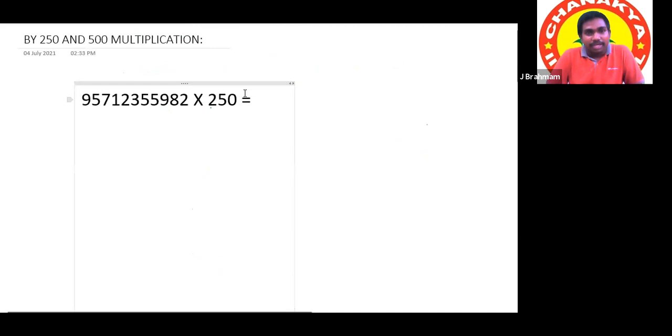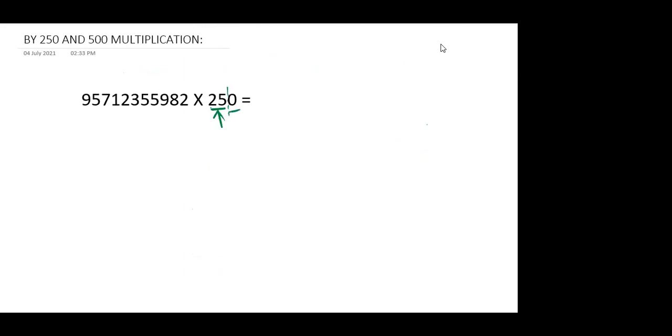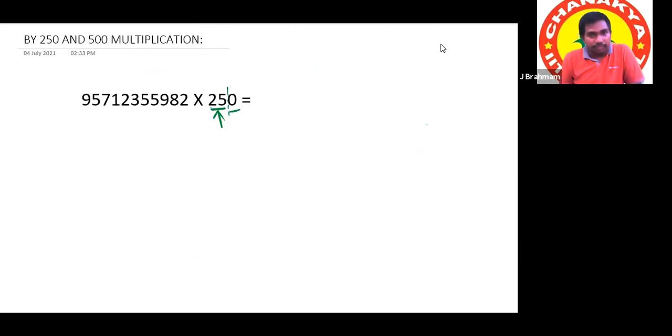Now what about 250 multiplication? 1000 by 4. Yes, correct. So nothing but we can deal with this question like 25 multiplication only, and at the end we can place 10. Instead of multiplying by 250, we can divide the given number by 4, and based on the remainder, we'll put the last 3 digits because it is 250, not 25.